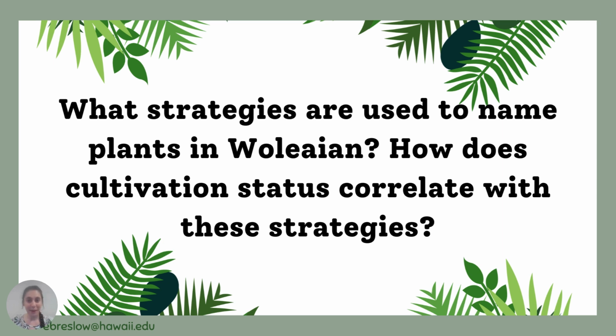This leads to my main question for the study, which are what strategies are used to name plants in Woleaian, and how does cultivation status correlate with these strategies?